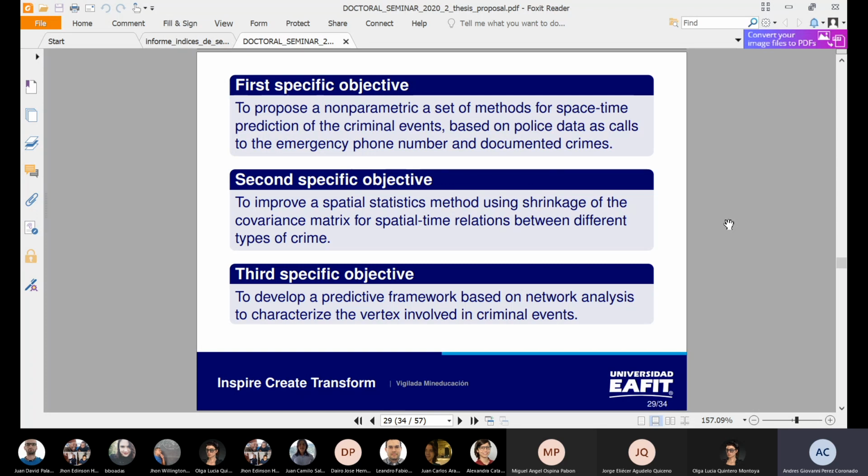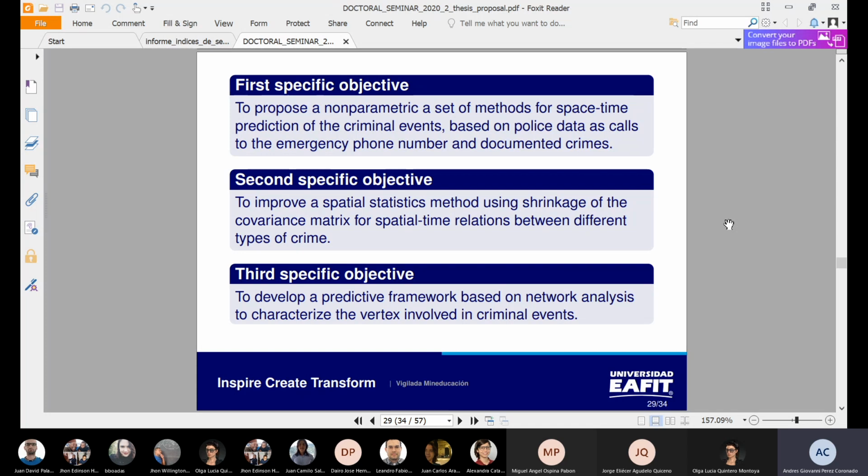My first specific objective is to propose a non-parametric set of methods for space-time prediction of criminal events based on police data, such as calls to the emergency phone number and documented crime. Second, to improve a spatial statistic method using shrinkage of the covariance matrix for the space-time relation between different types of crimes. And third, to develop a predictive framework based on network analysis to characterize the vertices involved in criminal events.